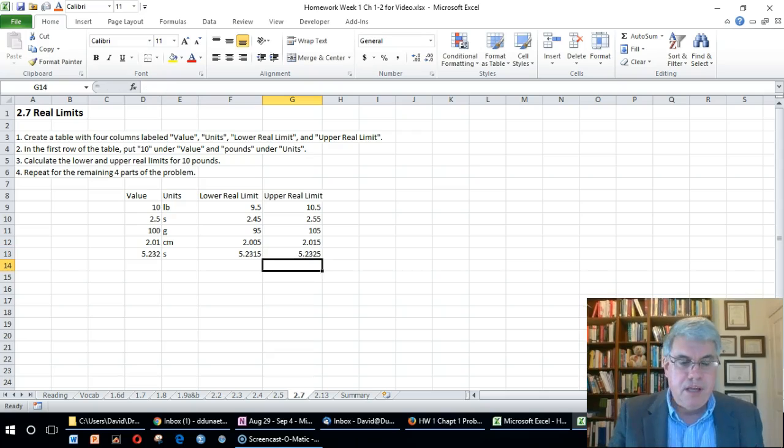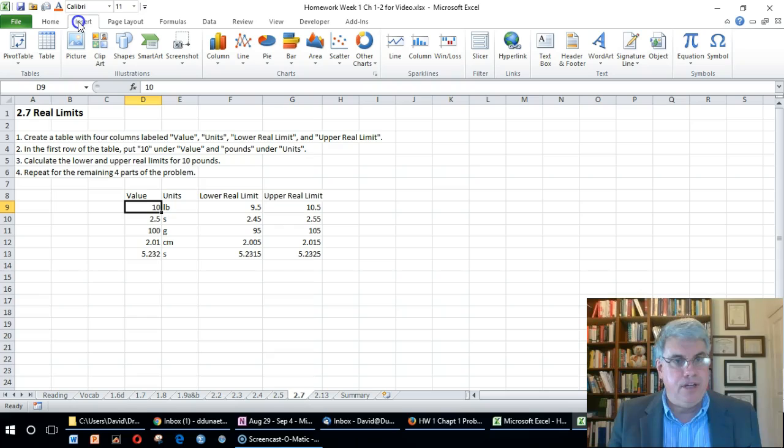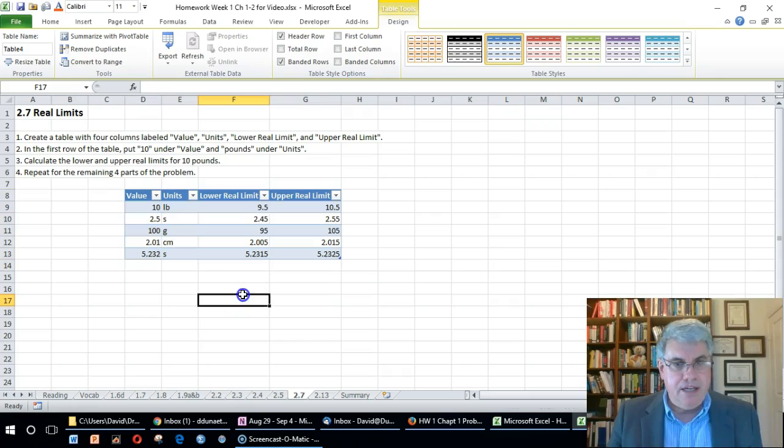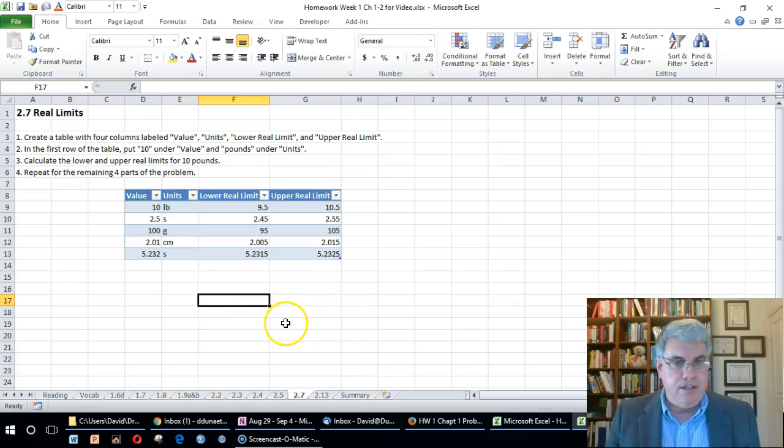Now let's put this table in, insert a table here so it looks nice. So I went to the Insert tab. I'm going to click on Table, and it says my table has headers, and this is the limit of the table. I say OK, and here we have a nice data table showing what the real limits are for these different values that we've measured.